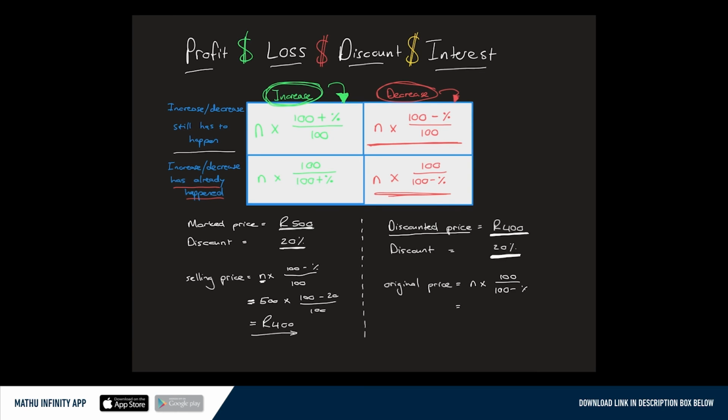So N is the 400 Rand. I put that in my equation, 400 multiplied by 100 over 100 minus my 20% discount. So I put this into my calculator and I'll find that the original price, the original selling price before discount, was 500 Rand.